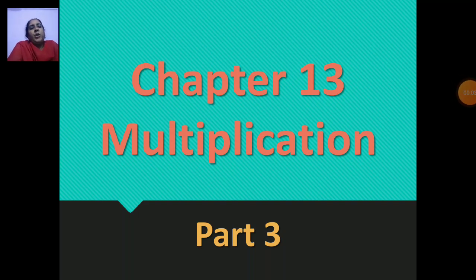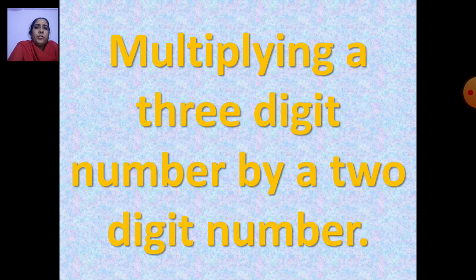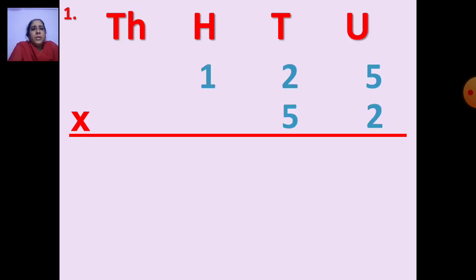Today also we are going to continue chapter 13, multiplication part 3. Now in today's video, what you are going to do? You are going to learn how to multiply a 3-digit number by a 2-digit number. Now see the first question, okay? First question is 125 multiplied by 52, okay?